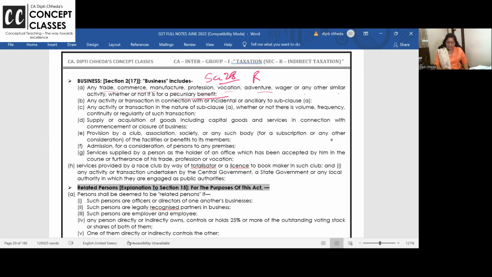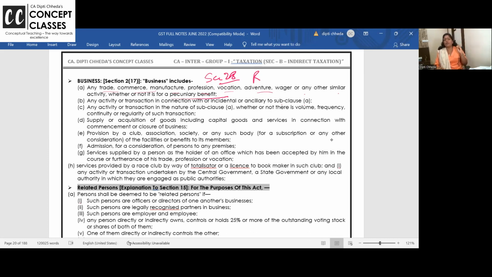Okay, an activity or transaction in connection with or incidental or ancillary to this. So related to trade commerce, if you're doing any other activity, that is my business is to sell mobile phones, TVs, electronics. But if I am selling it with warranty, giving warranty, is it a service? Yes. I am selling cars, but with cars, I'm giving insurance services. I'm doing some personalization for the speakers and all for car. Is it also a part of my business? Yes. For everything, I'm willing to give an example to make it clear.